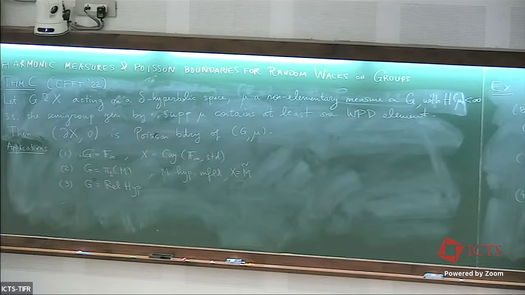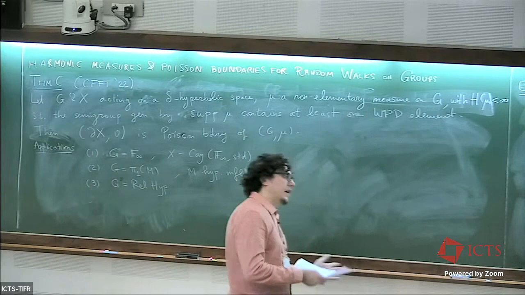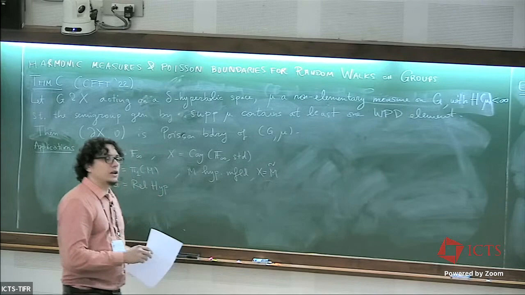Correct. Yes, but I didn't mention that. In fact, the original theory of mu-boundaries by Furstenberg wants the boundaries to be compact, but the Kaimanovich version of it just works in the measurable category. So you can talk about boundaries even if they're not compact. Yeah, that's definitely the case.